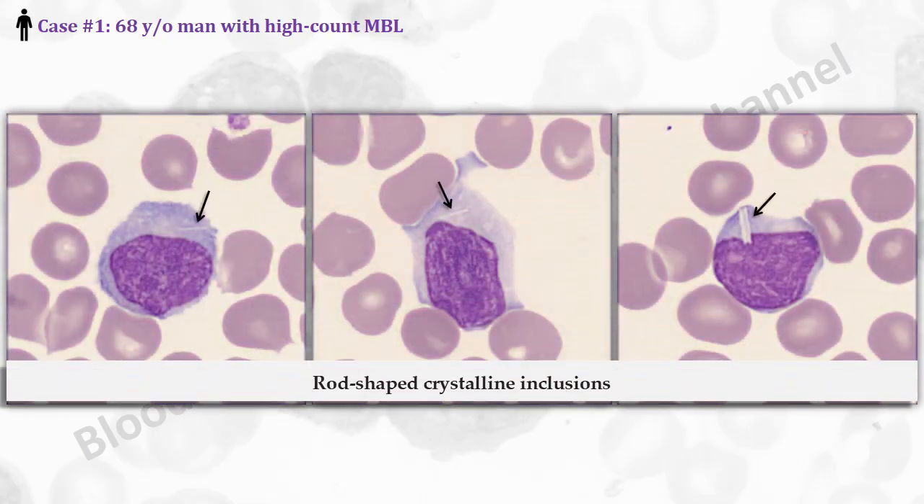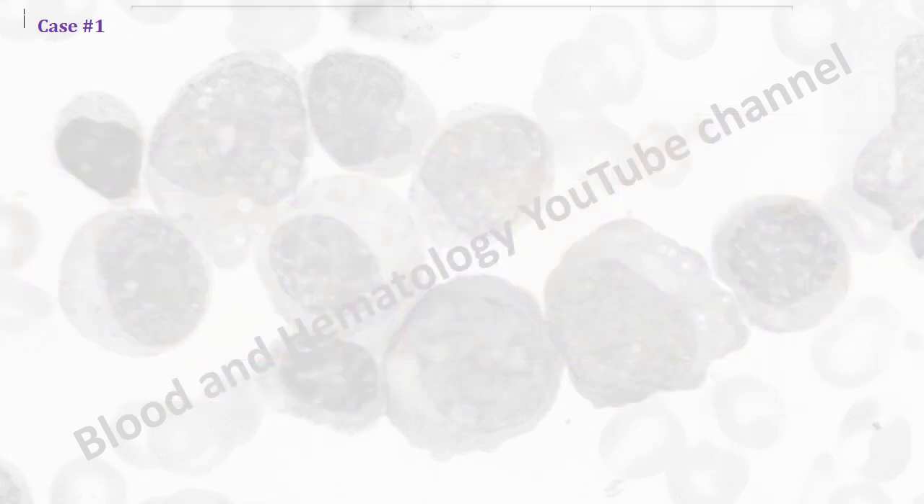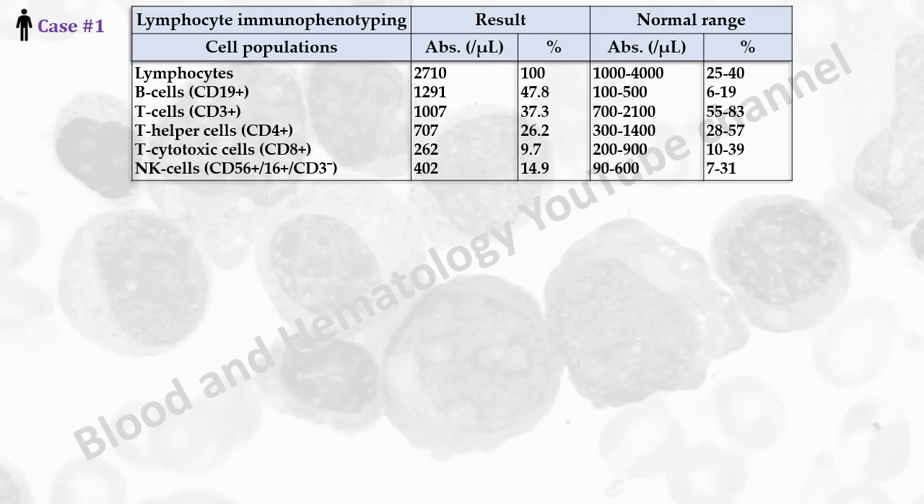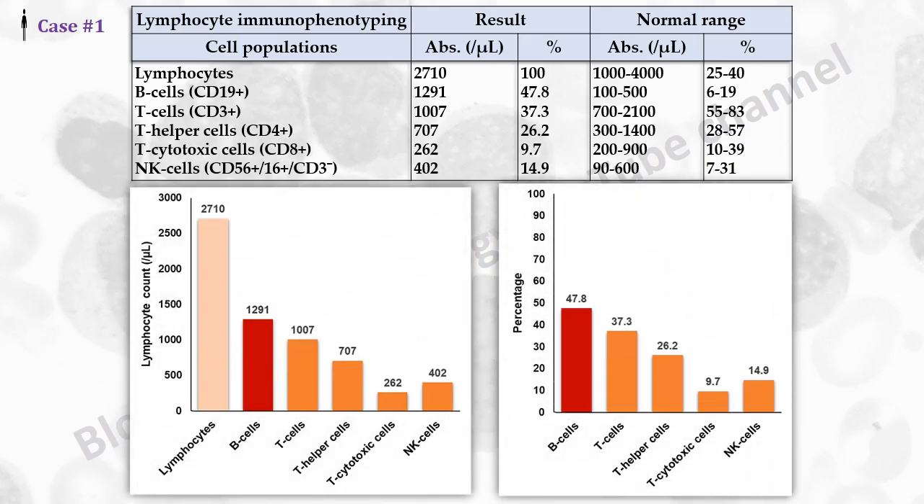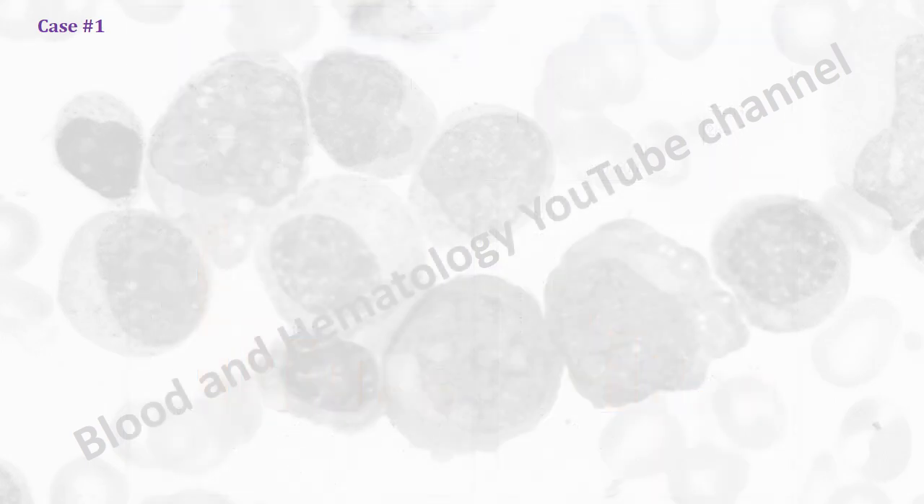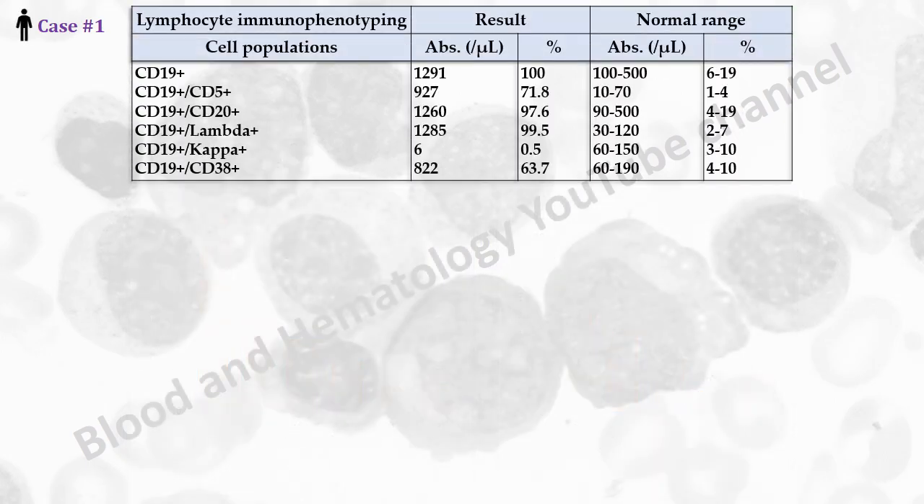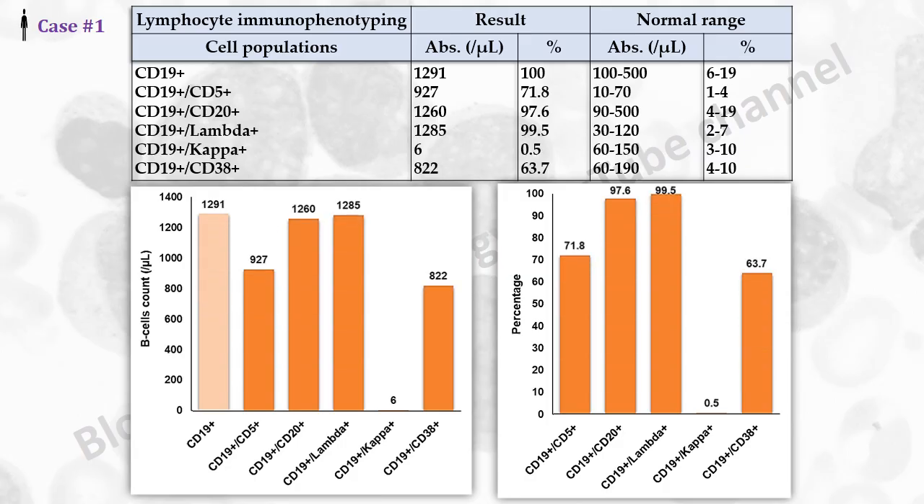Rod-shaped crystalline inclusions were observed in some lymphocytes. The formation of these inclusions may be related to dysfunctional immunoglobulin synthesis. Peripheral blood lymphocyte immunophenotyping by flow cytometry revealed a pronounced increased B-cell population. B-cell immunophenotyping showed the presence of a clonal CD5 positive B-cell population with lambda light chain restriction.